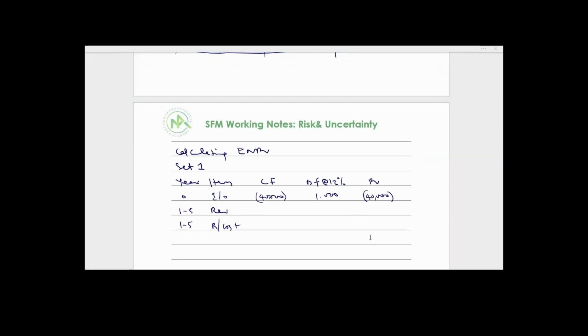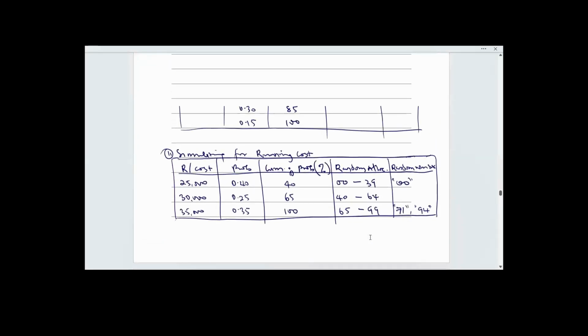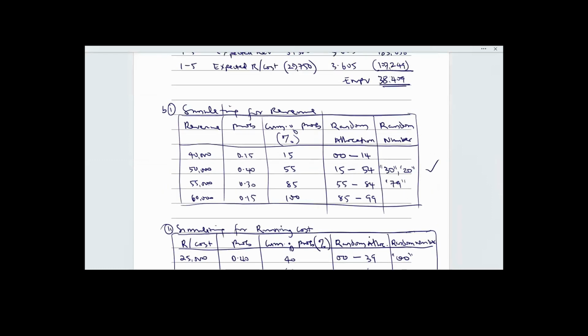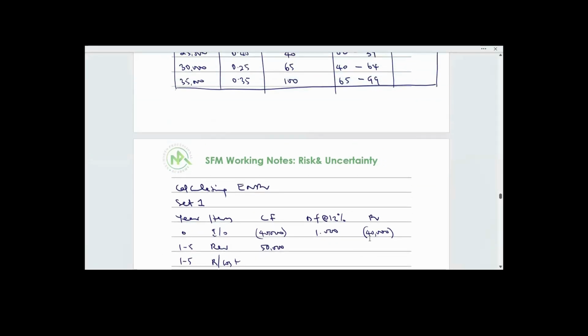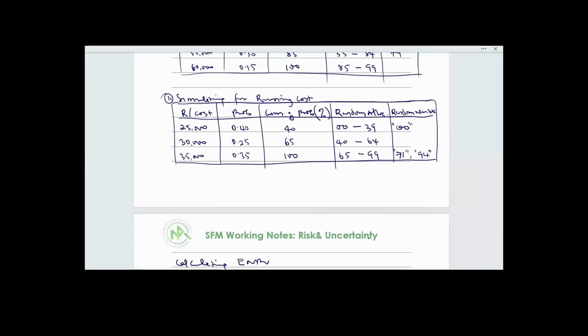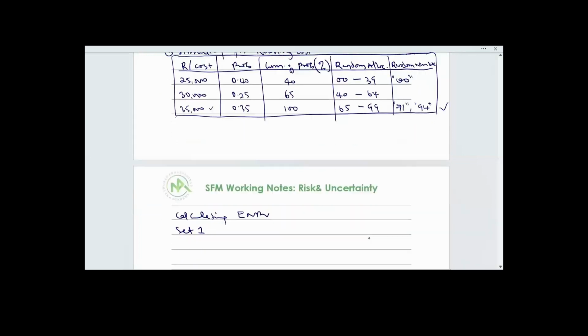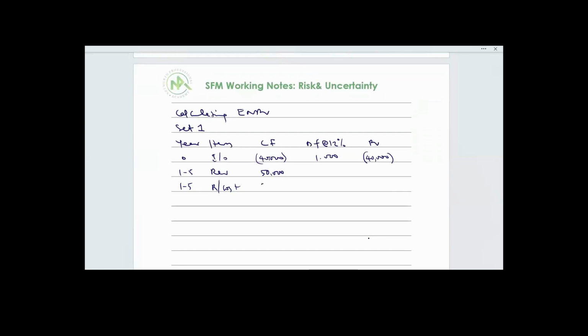You then go to your calculation. Where do you have 30? 30 is here. So you trace it to where you have revenue. Revenue is 50. So go and put it there. Here is 50,000. Running costs, set 1. The random number is 71. So 71 is here. Trace it to where you have running cost, 35. So you come and put 35,000.